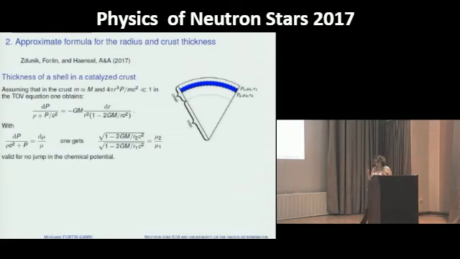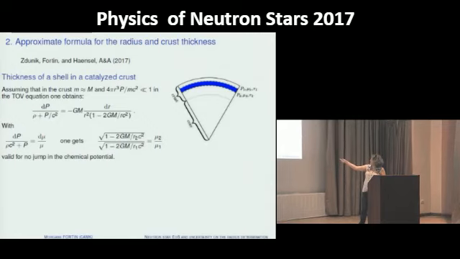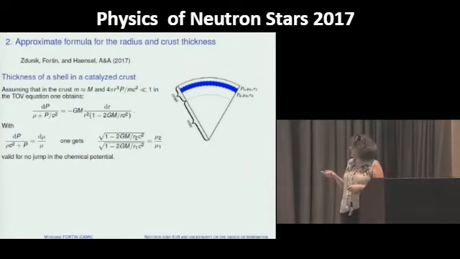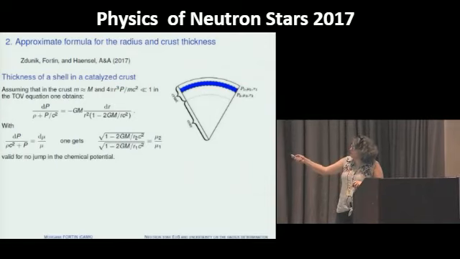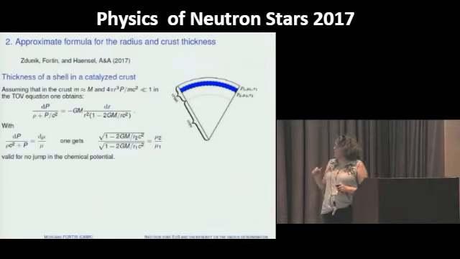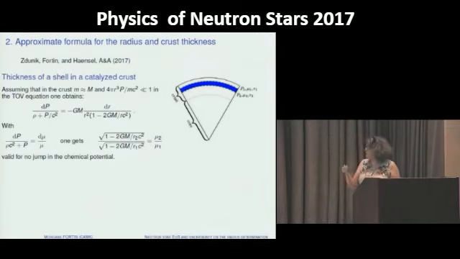And then a good approximation consists in saying that the mass of this shell is small compared to the total mass of the neutron star, and then the TOV equation simplifies to this equation. And then you can integrate this equation, and you obtain this relation here between the radii at the top and bottom of the shell as a function of the chemical potential at the top and bottom of the shell. Now, this approximation, this formula, is valid if you don't have any jump in the chemical potential. This will be of importance in a few slides.